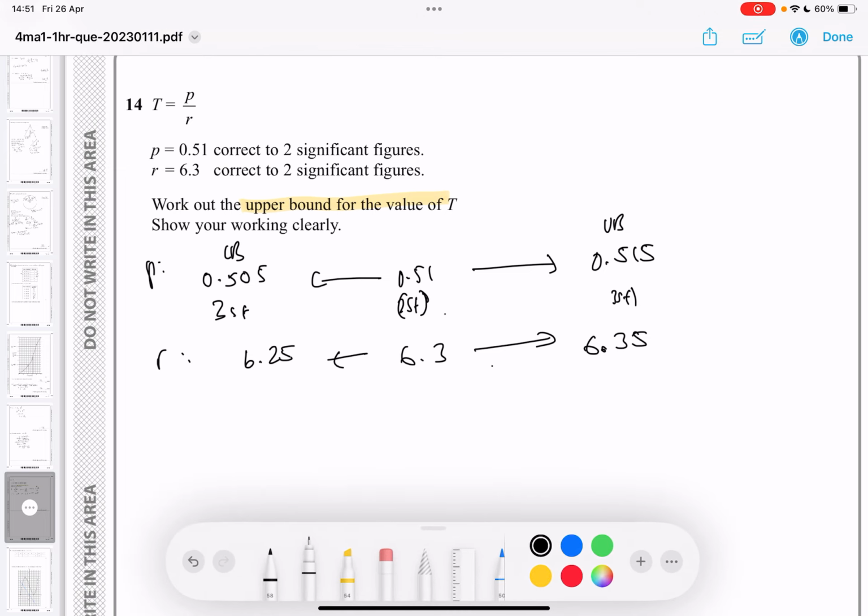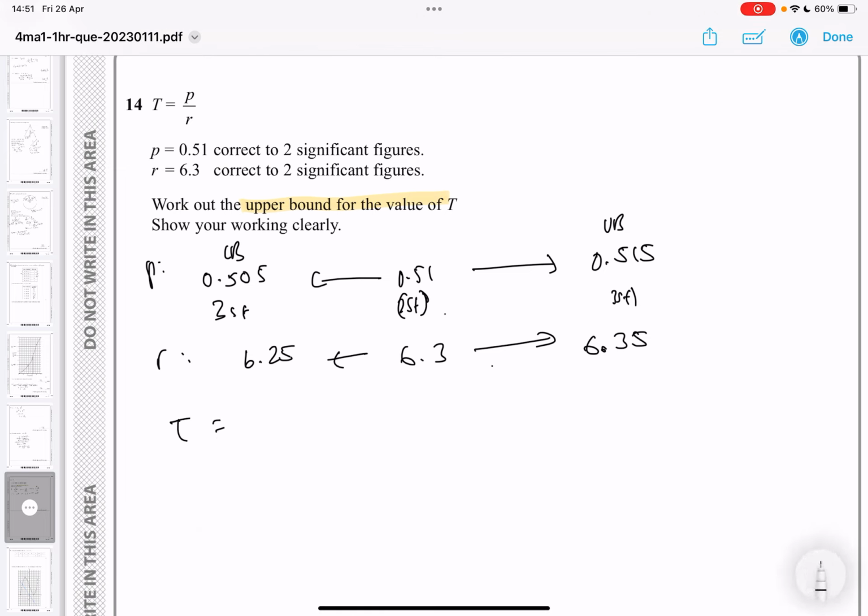So they've given us the equation, T equals P divided by R, and we need to maximize T. We want to find the greatest value for T. So the way you can do that is by maximizing P, making the numerator as big as possible, and minimizing R, making the denominator as small as possible. And in that way, you get the largest value for T.